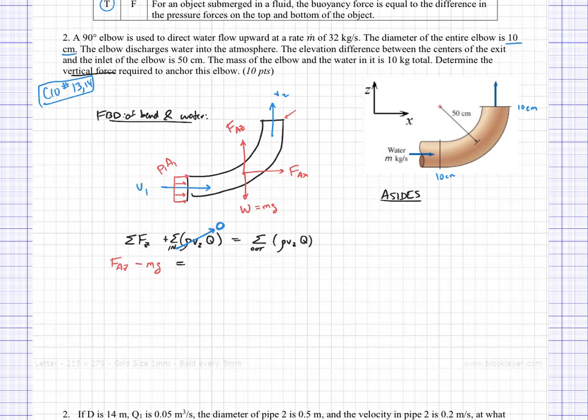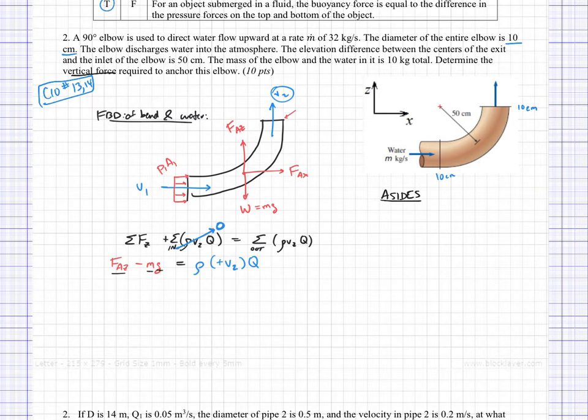This one's on the way out, so I've got rho V, the one out is right here, it's positive, so positive VZ, V2, Q. And that's our whole equation. Now let's see, which of these do we not know yet? Well, that's what we're looking for.